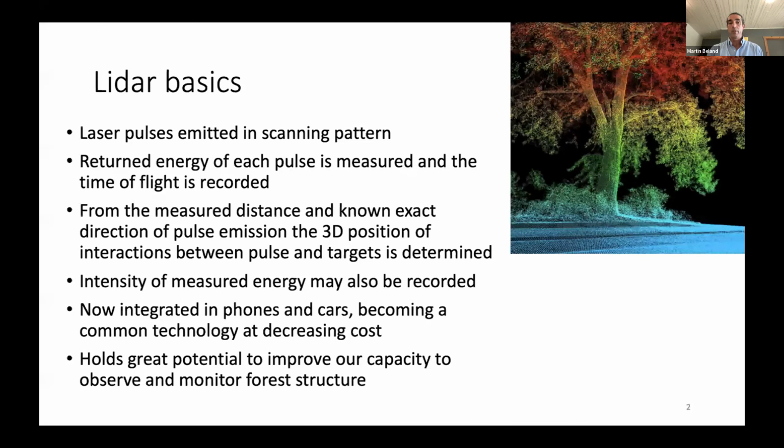The technology is becoming more and more common. A lot of people know about it. It's in the phones, many phones now, it's in cars. So the cost of the technology is also decreasing in most cases. So in forest, it holds a lot of potential for improving how we measure canopy structure.